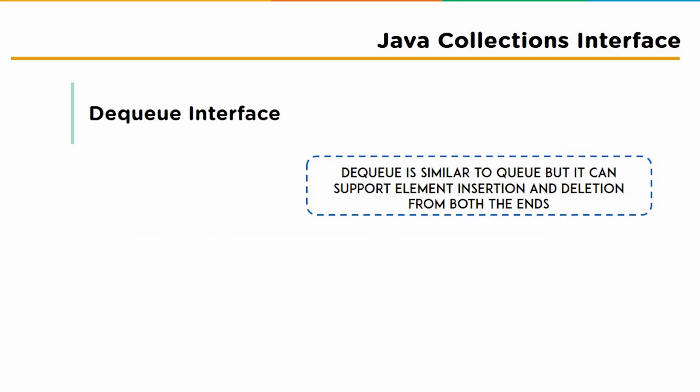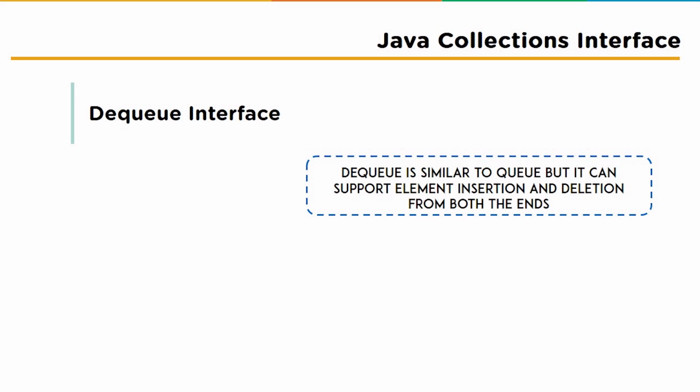And in the next phase we have the DQ interface. So what exactly is a DQ interface? A linear collection that supports element insertion and removal at both the ends is called a DQ interface. The name DQ is short for double-ended queue and is usually pronounced as DEQ. Most DQ implementations place no fixed limits on the number of elements they may contain, but this interface supports capacity-restricted DQs as well as those with no fixed size limit.